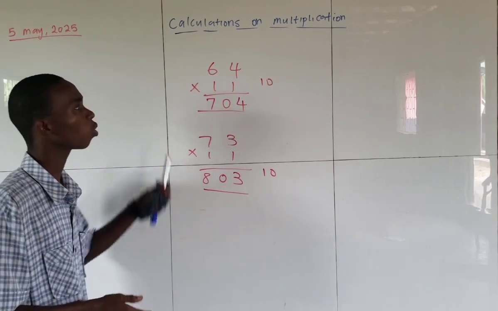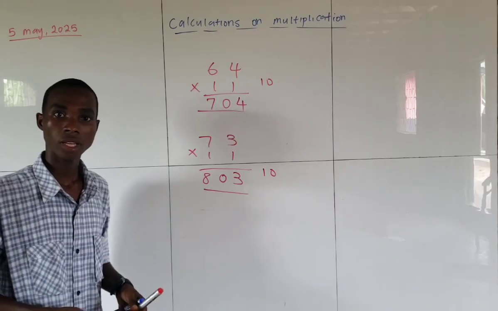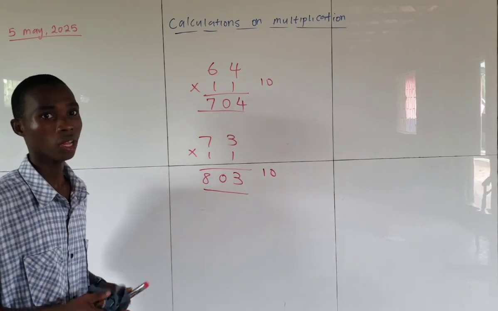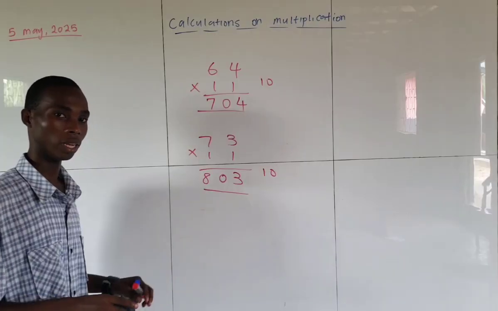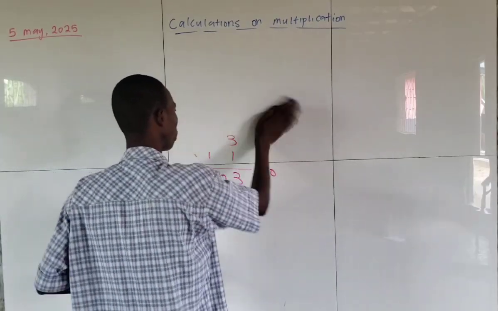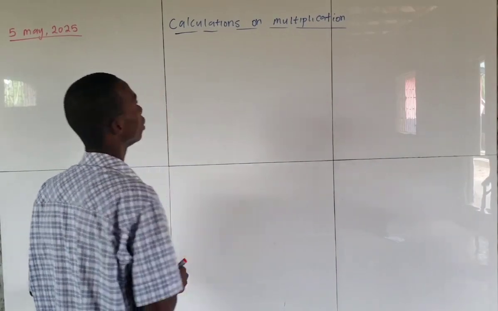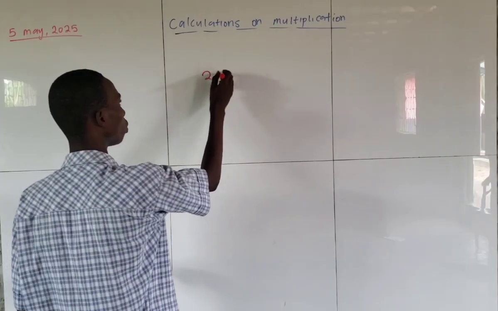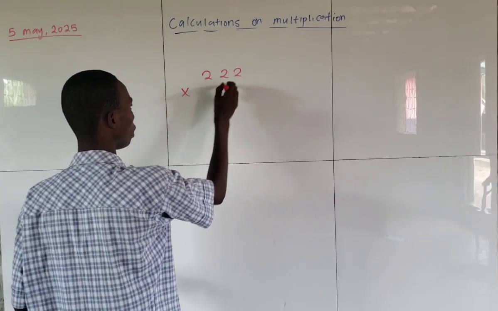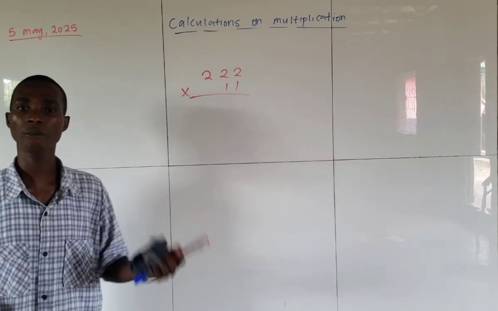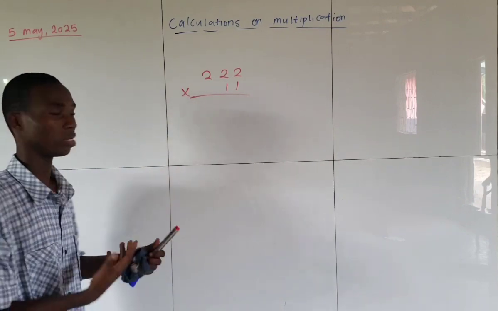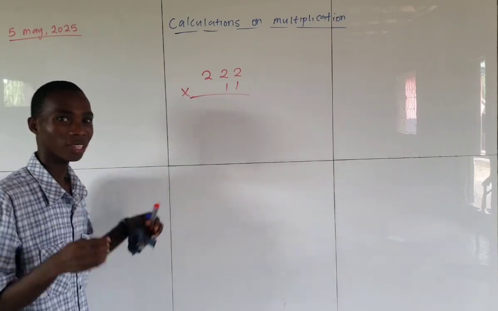So this is how to calculate very fast, like a calculator. Now what if we have a 3-digit number and then multiply by 11? What are we going to do? Now assuming we have 222 times 11. Now if we have 222 times 11, still follow the same process. It's not hard, it's simple. Follow the same basic trick.